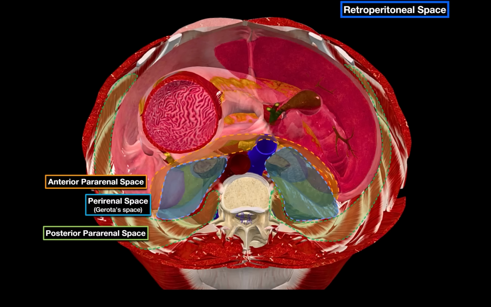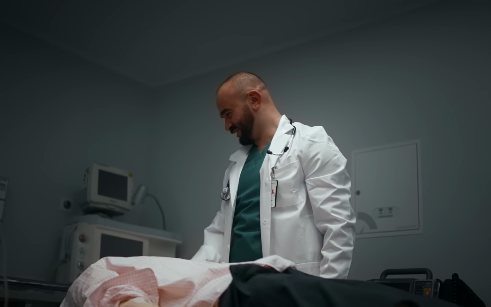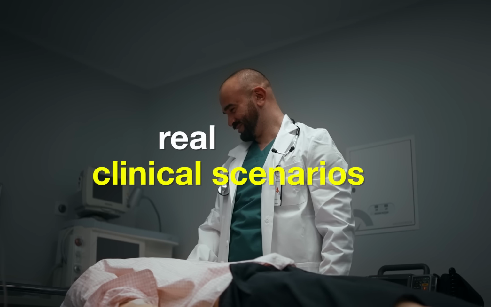In trauma, blood from a ruptured abdominal aortic aneurysm can spread into this space, appearing as a hematoma in the posterior pararenal fat. Okay, we have now gone through the major anatomy of the abdominal spaces. Let us see how it applies in real clinical scenarios.